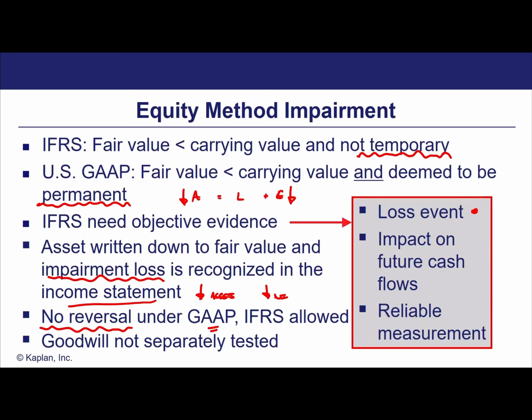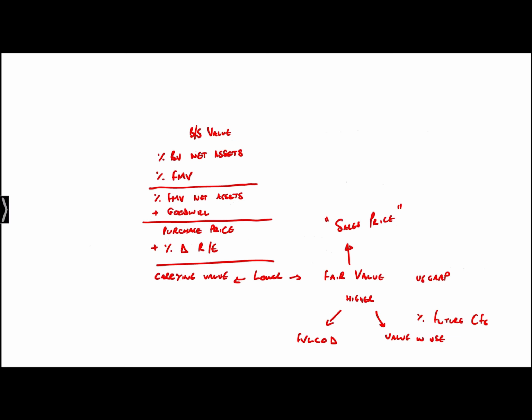Now, goodwill, it says, is not separately tested for impairment. And the reason for that, if we just go back to our carrying value, remember, we are testing this figure in the balance sheet. And notice, goodwill is a part of that. But remember, you do not see goodwill separately. Remember this concept of a one-line consolidation. This is the only figure that we see when we look at the investor's balance sheet if they're using equity accounting. So we don't see goodwill separately. It's not reported as an intangible asset separately. We don't therefore test goodwill separately, but we are testing it because we test the entire carrying value against fair value.